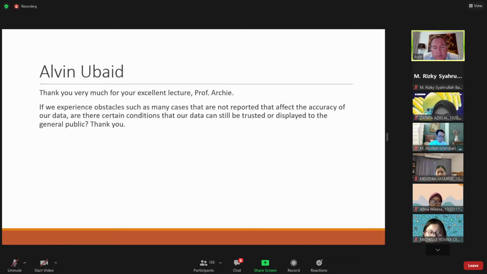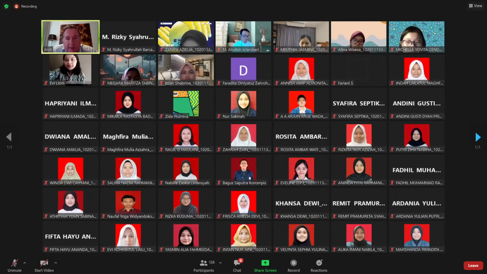Well, I think no data is perfect. I think that's the starting point. All data contains some errors, and what I would suggest is that you need to think ahead as to what the sources of error might be, and then you need to be transparent when you communicate that data to the public about what the limitations of the data are.